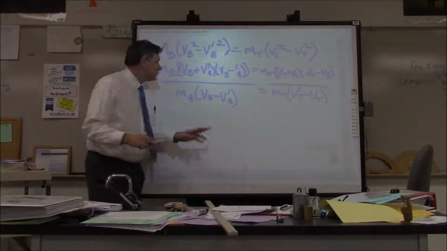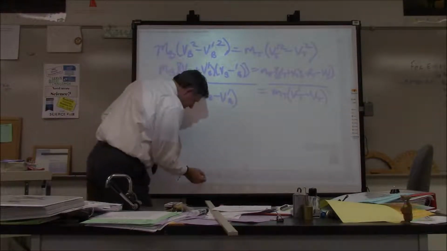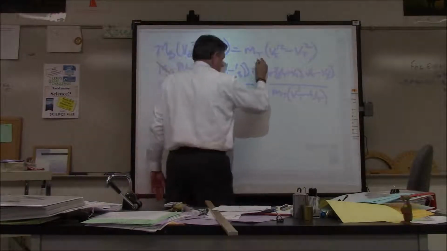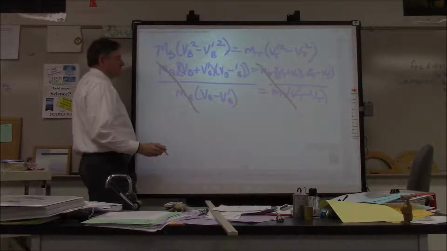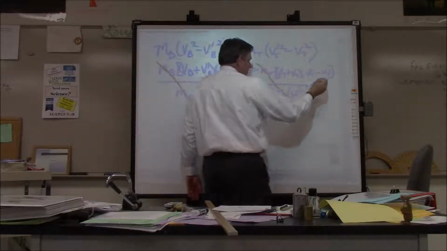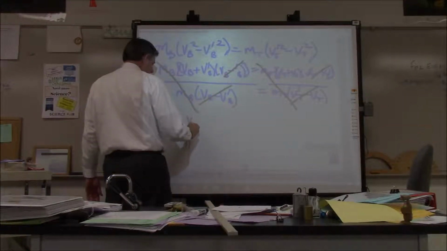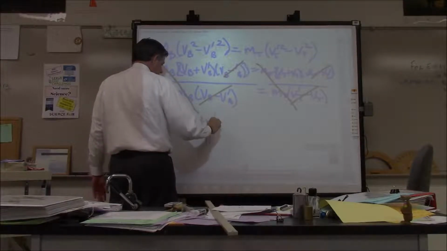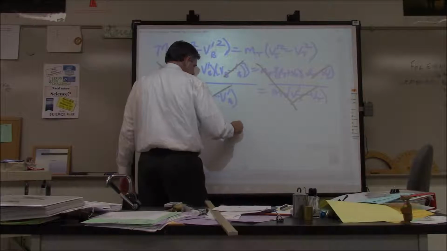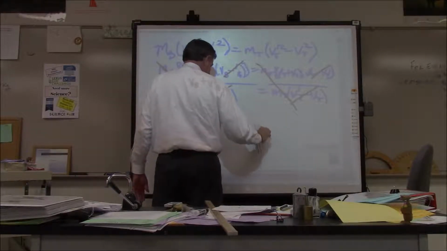Okay? So, what's going to go away? Mass. Yeah, so at this point, I'm going to lose the mass of the bullet. Okay? The mass of the target. What else is going to go away? This and this. So right now, here's what I've got. Velocity of the bullet plus v prime of the bullet equals the velocity of the target plus the v prime of the target.